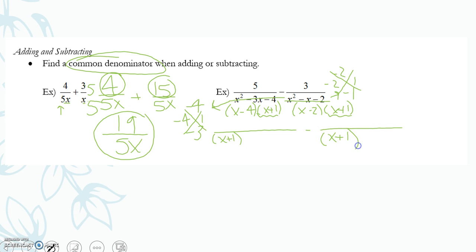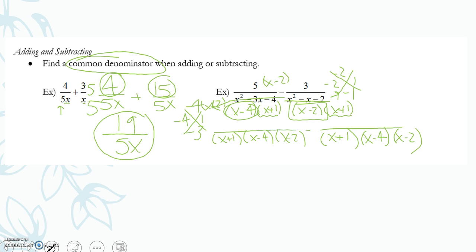Then whatever they don't have in common, I also have to bring down. So I'm also going to bring down this x minus 4. And I'm going to bring down this x minus 2. After that, I have to multiply each fraction by what they're missing. So this first fraction needs that x minus 2. So I'm going to multiply the bottom and the top by x minus 2.